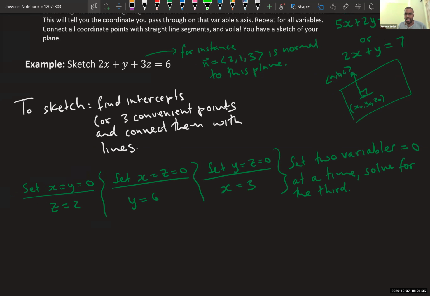You don't have to write this out, though. You can literally just look at this and do it in your head. I don't think anyone else would actually expect you to write this out. You should be able to just look at the 2x plus y plus 3z equals 6. In your mind's eye, set the y and z equal to 0. Okay, x equals 3, y equals 6, and then you immediately do it. You don't have to write this out.